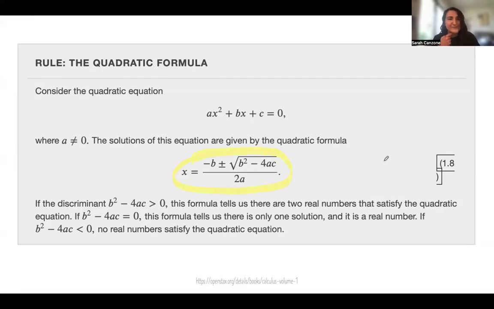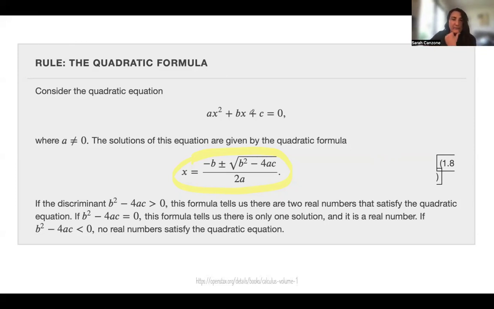There is a fun little song. If you Google quadratic formula song, I promise it'll get stuck in your head. That's what they use to teach in like middle school and high school. They play the song and then it gets stuck in everyone's head and then no one forgets the quadratic formula. So make sure you know that.